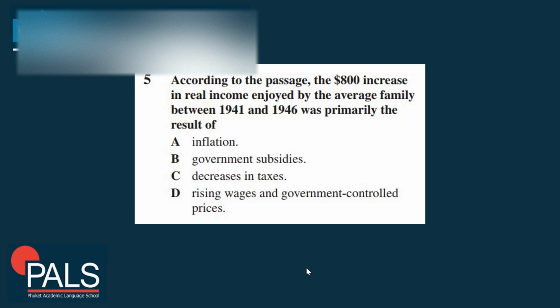So if you located the $800 number and read the paragraph again, you could see that number 5, the correct answer is D, rising wages and government-controlled prices. These rising wages gave those consumers more purchasing power.